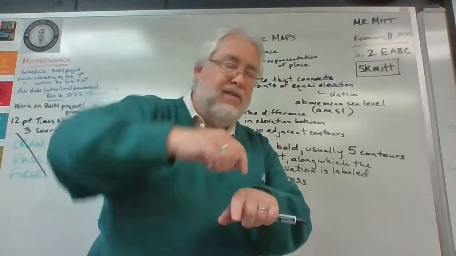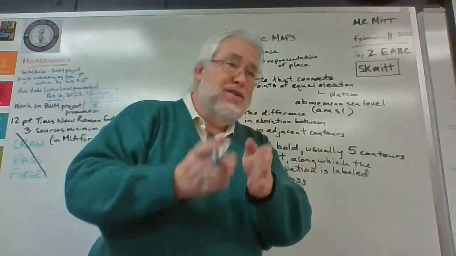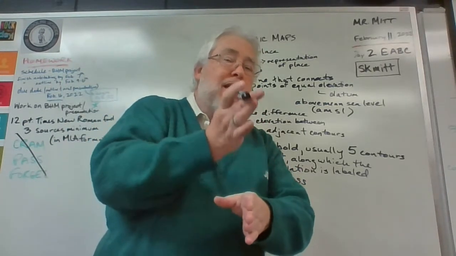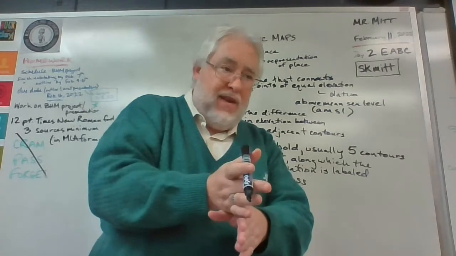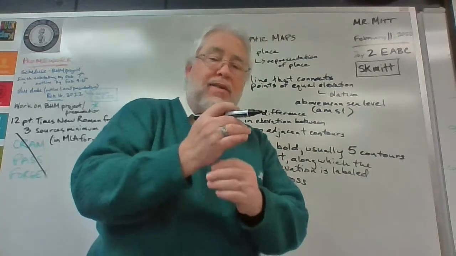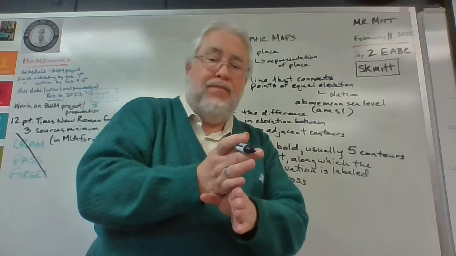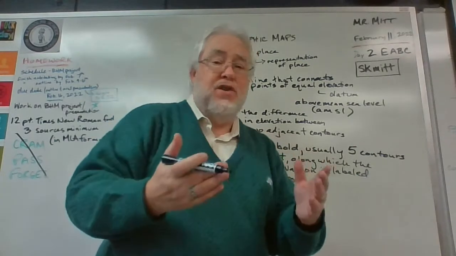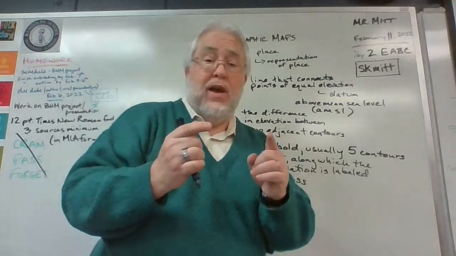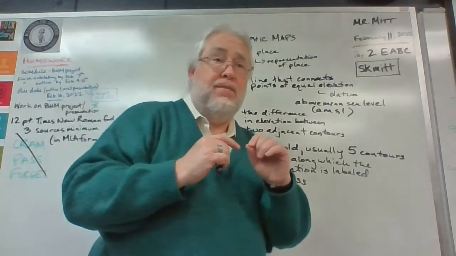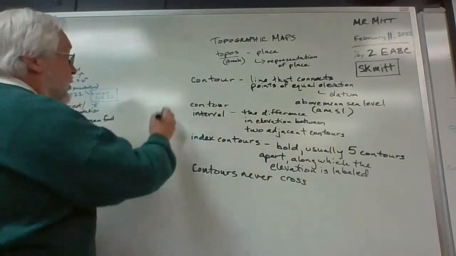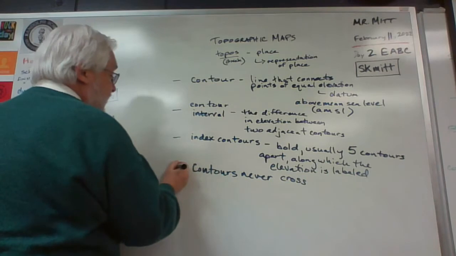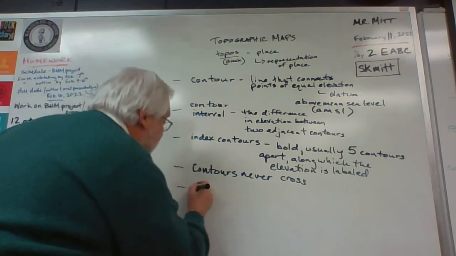You'd have that cliff face. And so you could have contours that are right on top of one another if you were at a vertical cliff face. Otherwise, that will not happen, okay? And contours just will not cross because you can't have 2 different elevations at the same point. So contours never cross.